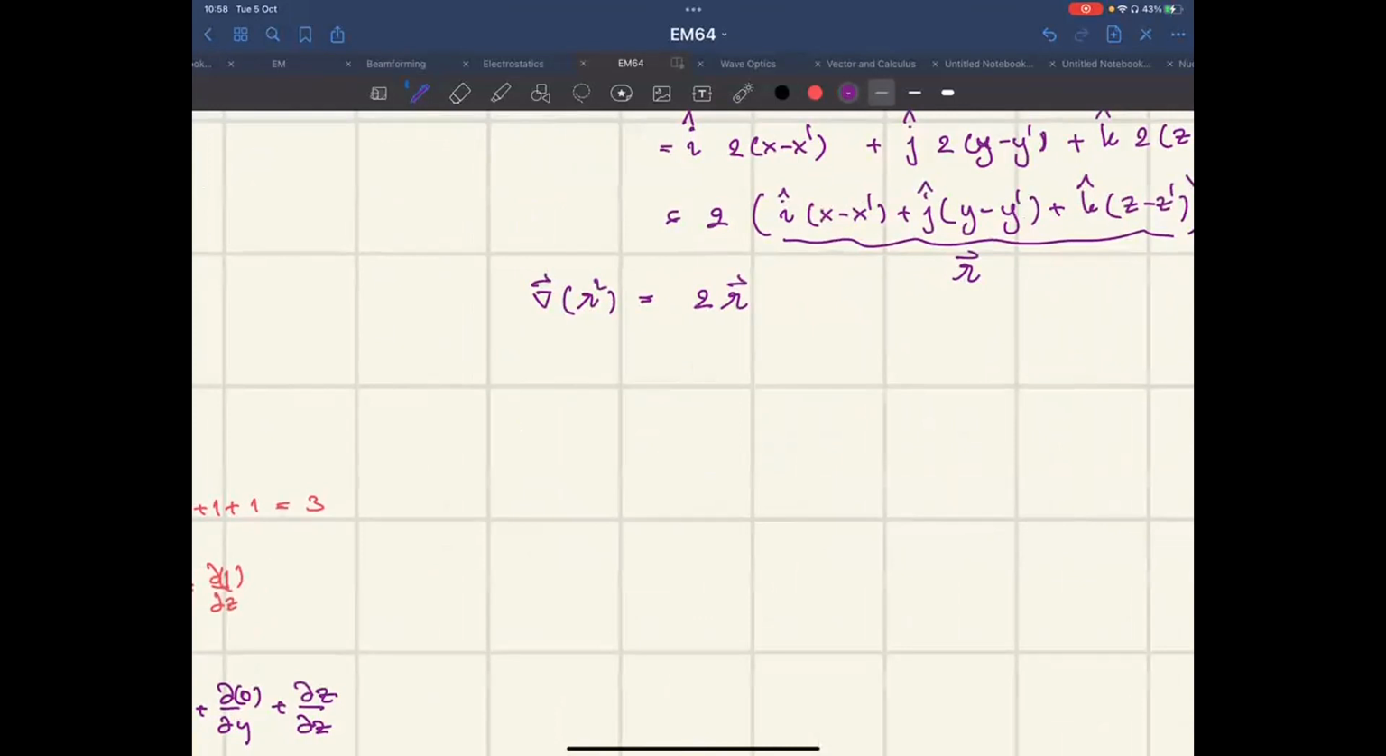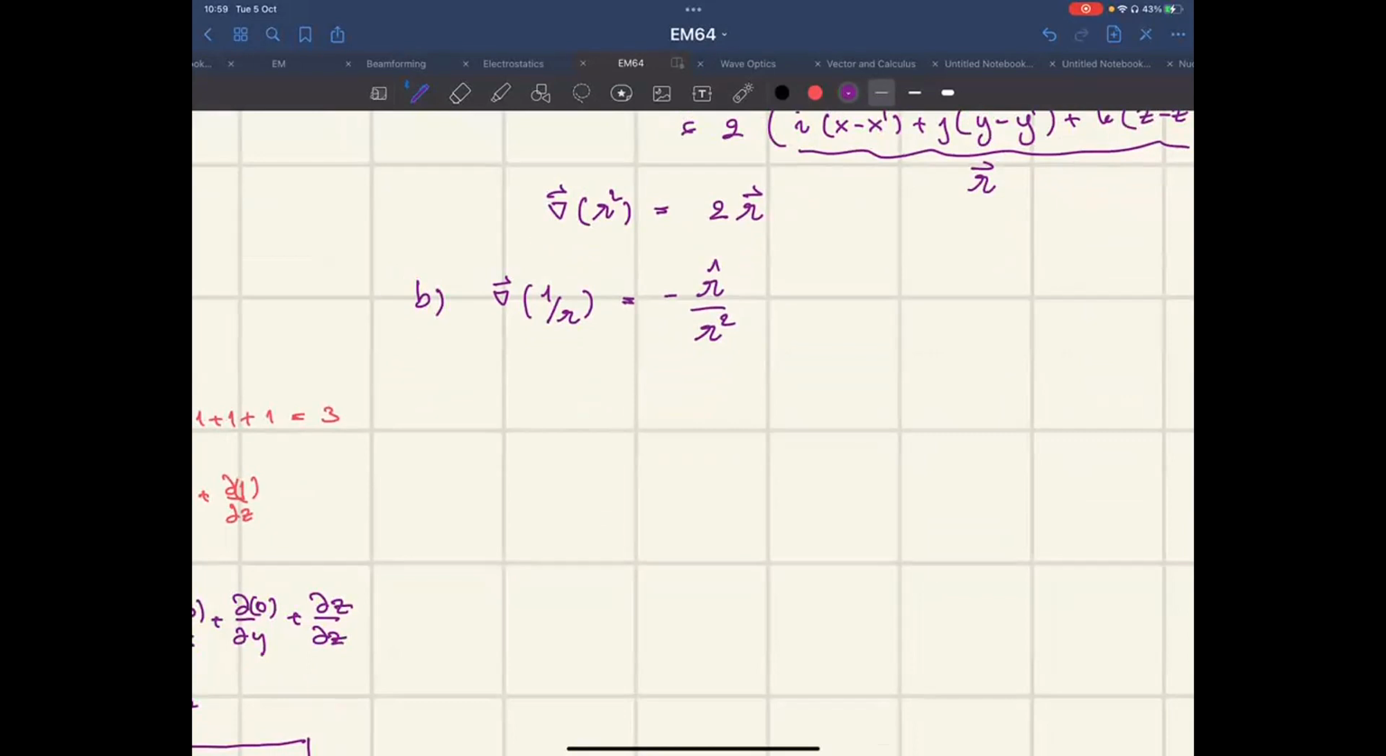So now we try B. What we want to derive here is the gradient of 1 over r equal to minus r-hat, the unit vector of r, divided by r squared. Okay, this is what we want to derive. Any questions? Do you think it's difficult, this one? Okay, the same thing. I'm going to do the same thing here.